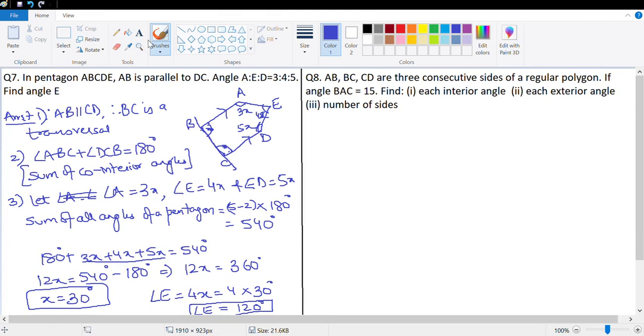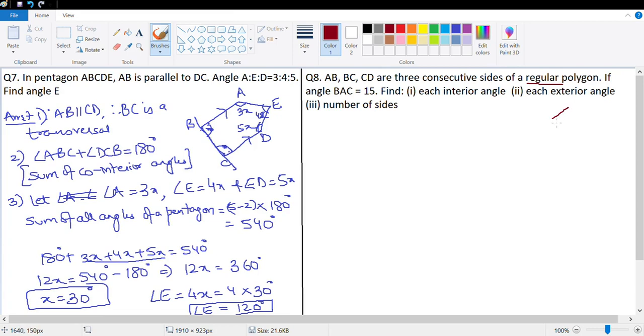The next question is question number 8. Question number 8 says AB, BC, CD are three consecutive sides of a regular polygon. So point to note is it's a regular polygon, which means all sides are equal and all angles are equal. If angle BAC is equal to 15, find each interior angle, each exterior angle and number of sides. So let's look at this. Let's draw a rough diagram to understand.